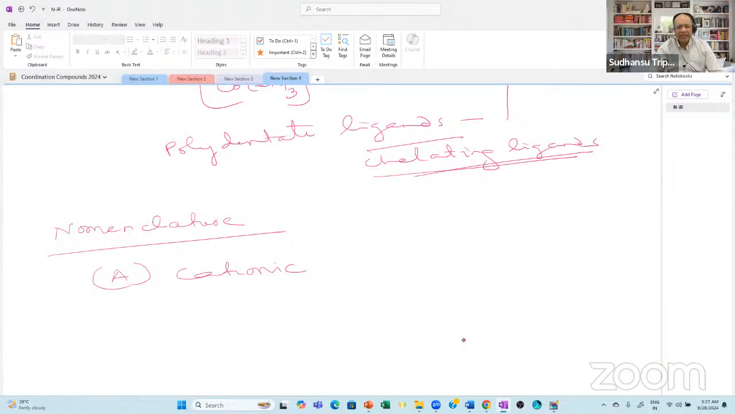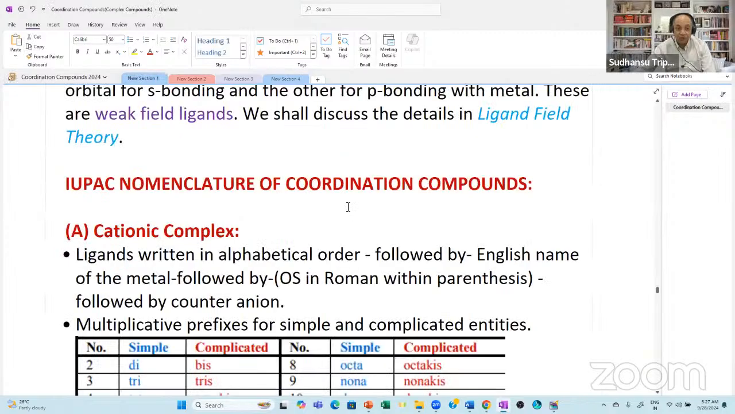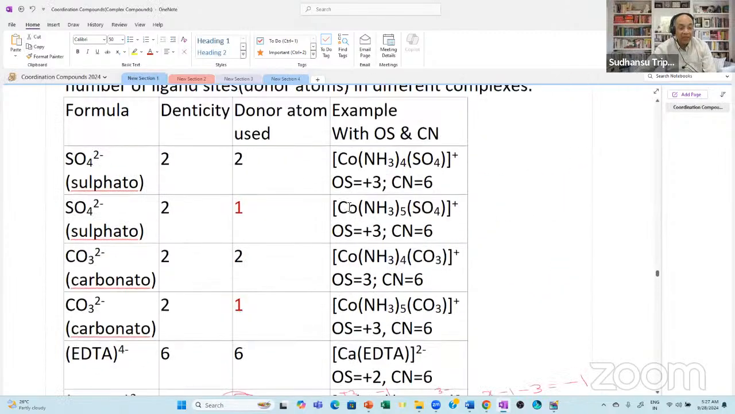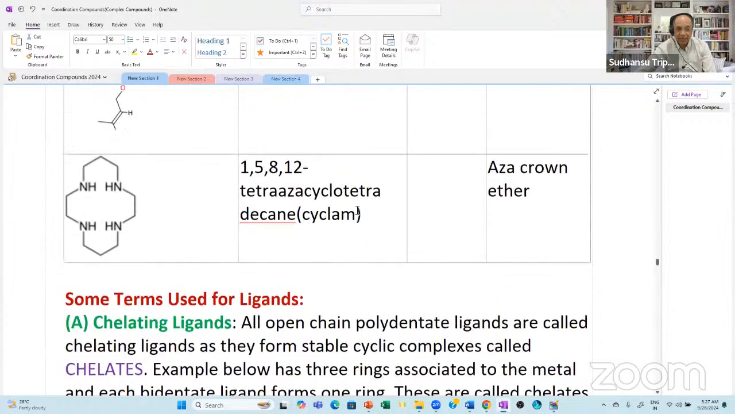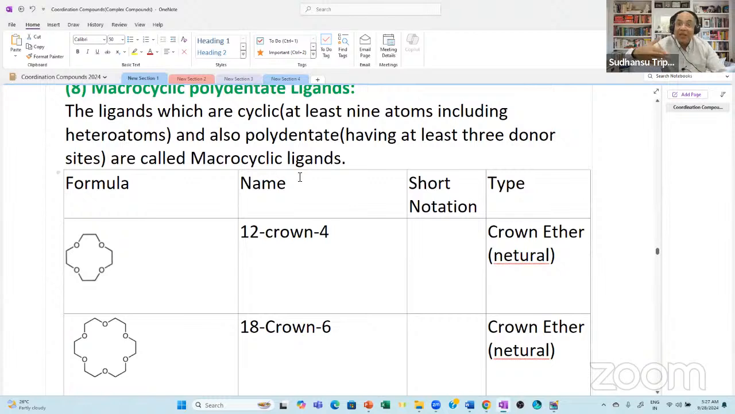Krishna is asking whether we should write now in our copies, in my presence here, about flexidentate ligands. No sir, I forgot to tell you one thing. I forgot to tell you about macrocyclic ligands, yes, I skipped that. In macrocyclic ligands, it is one step more.